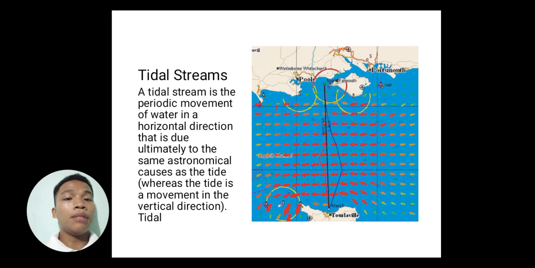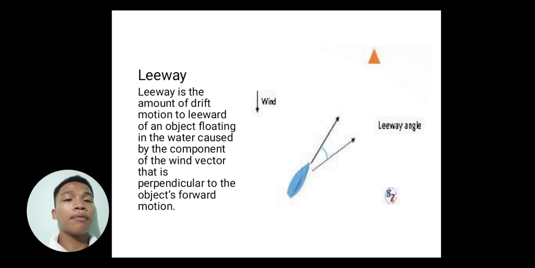Next is tidal streams. A tidal stream is the periodic movement of water in horizontal direction that is due ultimately to the same astronomical causes as the tide, whereas the tide is a movement in the vertical direction. Leeway. Leeway is the amount of drift motion to leeward of an object floating in the water caused by the component of the wind vector that is perpendicular to the object's forward motion. That is an example of a leeway.